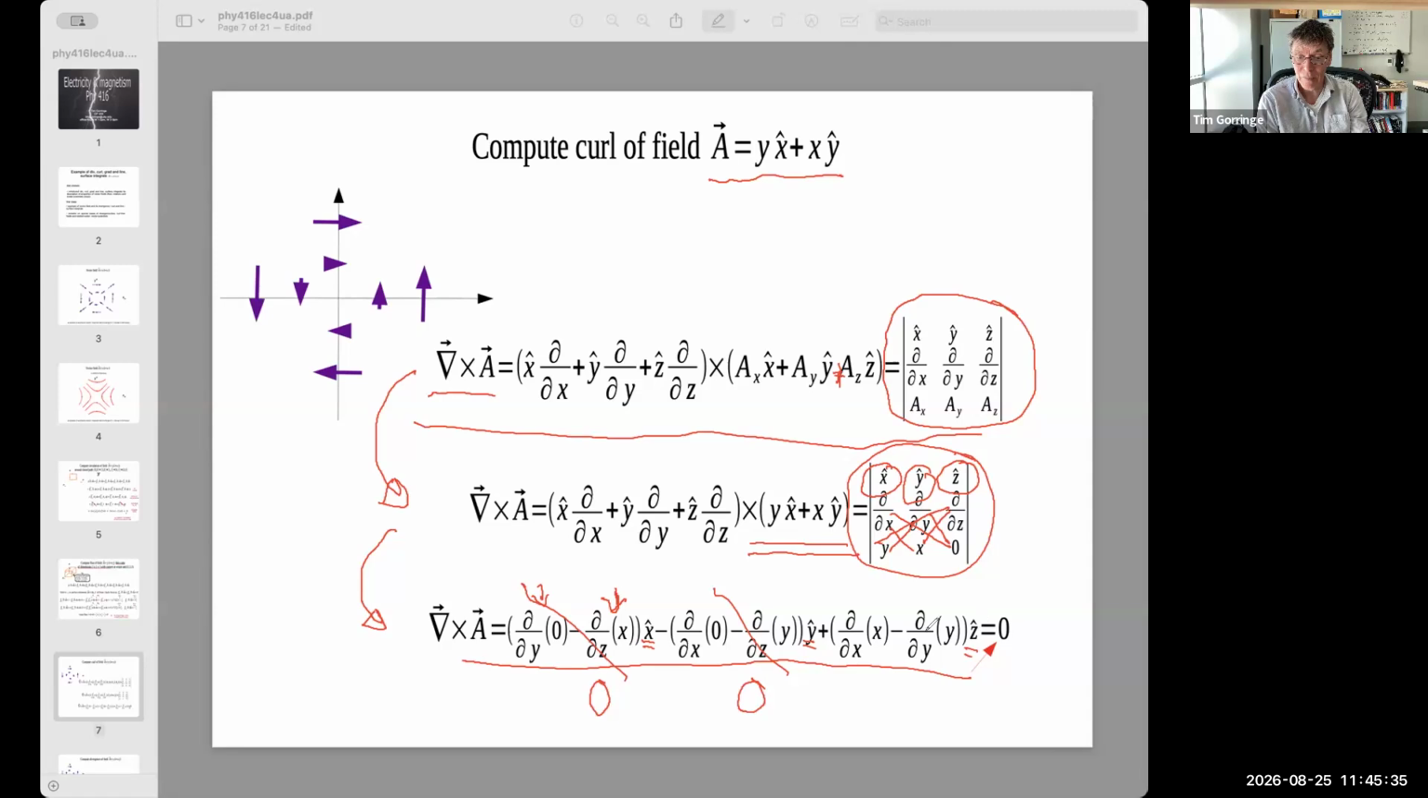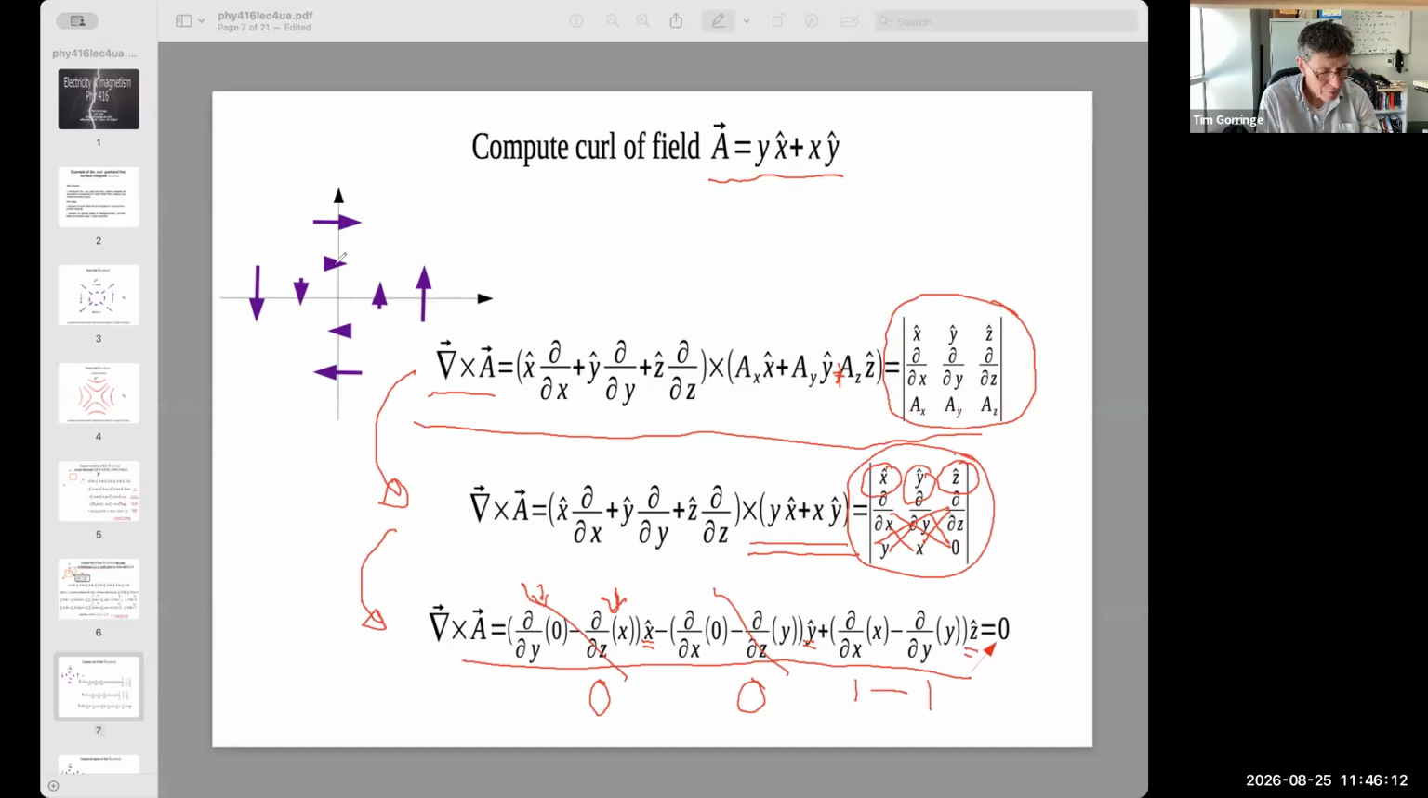What about over here for the z component? Well, the partial differential of x with respect to x is not zero, it's one. Partial differential of y with respect to y is not zero, it's one, but the coefficient that's multiplying the z contribution to the curl is the difference in those, and that cancels out too. So the curl is zero. What we just discovered is that this is a curlless field. There's no source of circulation in this field.